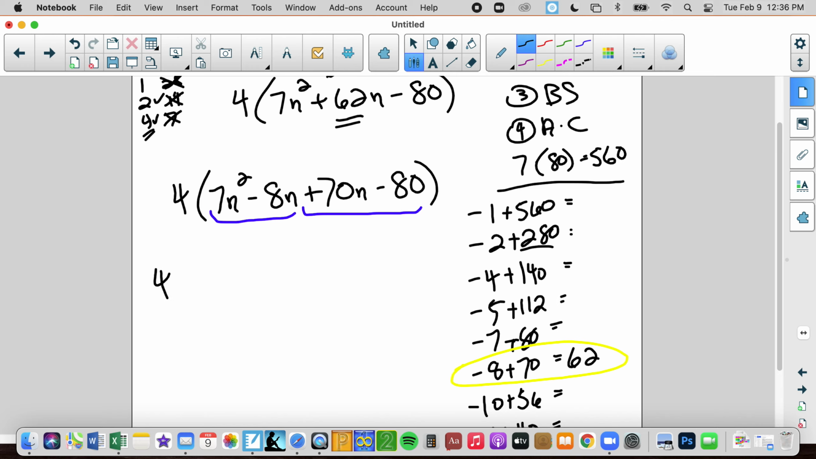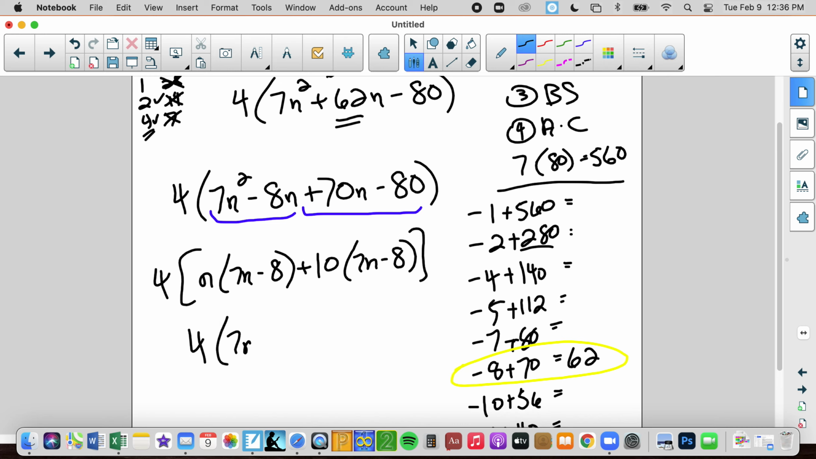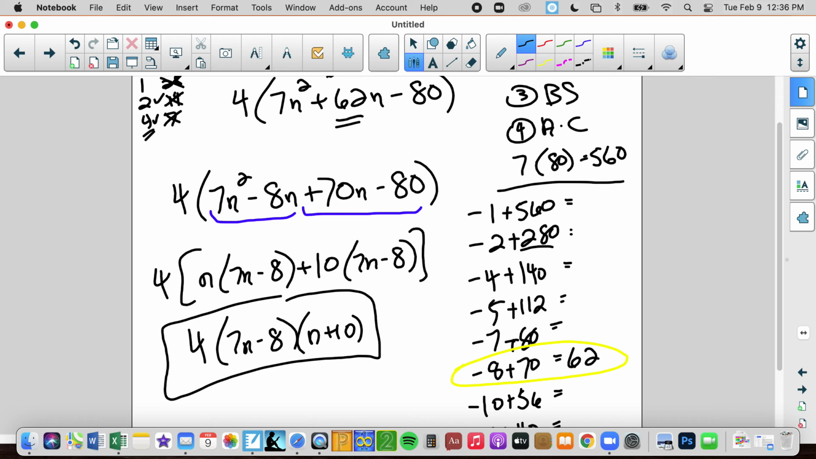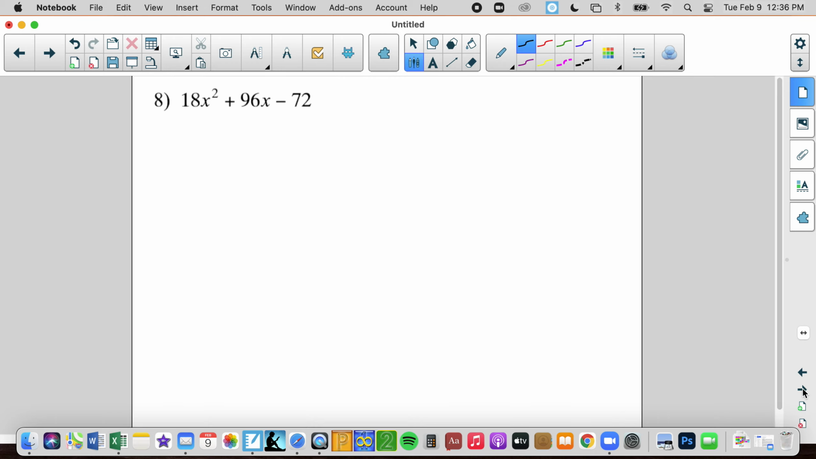So we're going to factor out an n, and we get 7n minus 8. We're going to factor out a 10, and we get 7n minus 8. And we are on the road to a correct answer. Ding, ding, ding. There's a lot of value in that problem. All the difficulties, we still were able to make it come out correct.